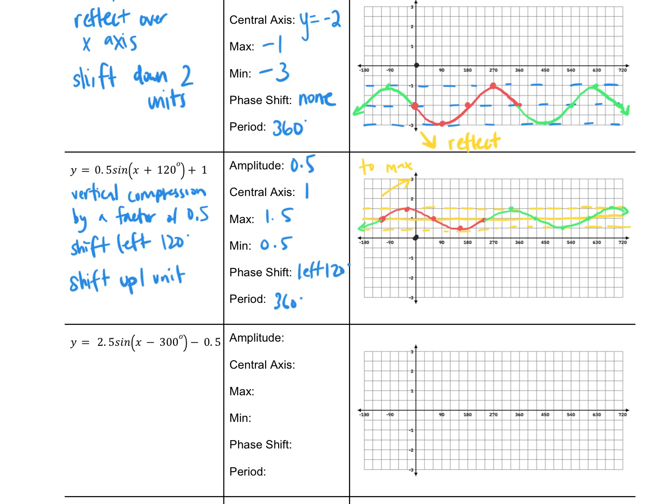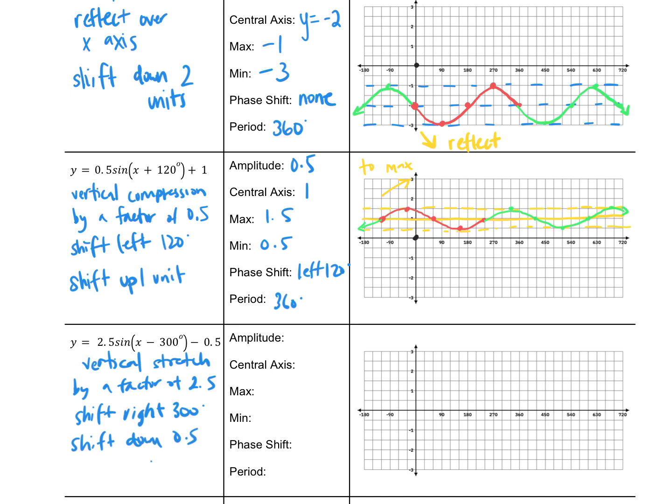And for this one, we will do more of a transformations focus. So let's list them out. The 2.5 is a vertical stretch by a factor of 2.5. We have a shift, take the opposite sign, so right 300 degrees, and shift down 0.5 units. So our amplitude is 2.5, our central axis is the negative 0.5.